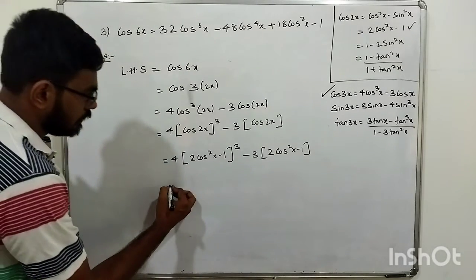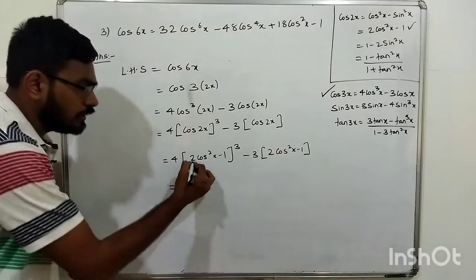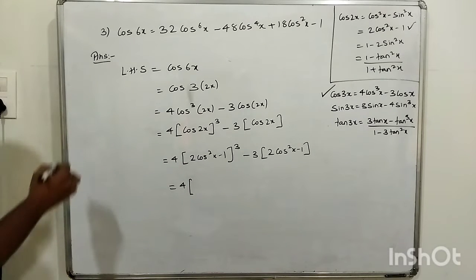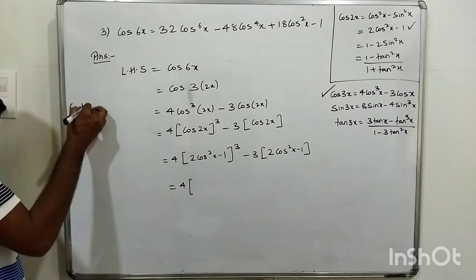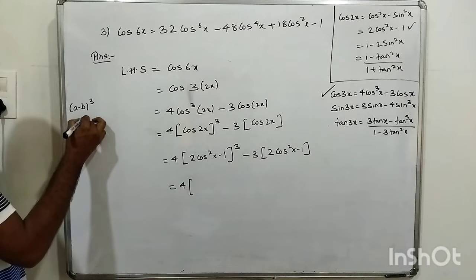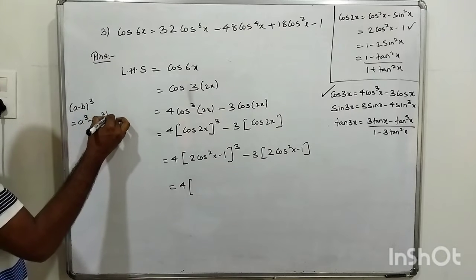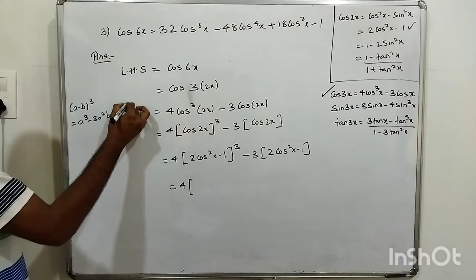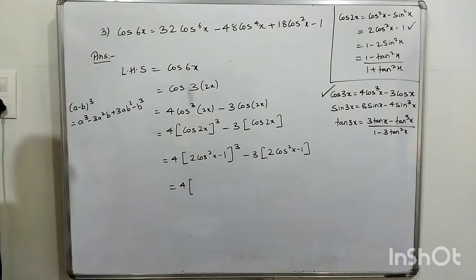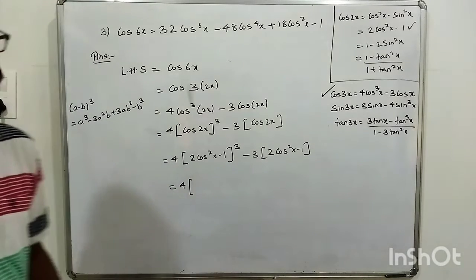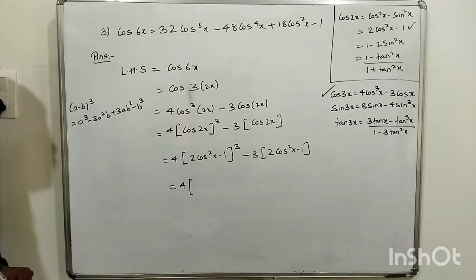Now simplify. 4 a cube a minus b the whole cube. Okay, this becomes a minus b the whole cube, which is a cube minus 3a square b plus 3ab square minus b cube. Correct? A minus b the whole cube is a cube minus 3a square b plus 3ab square minus b cube.